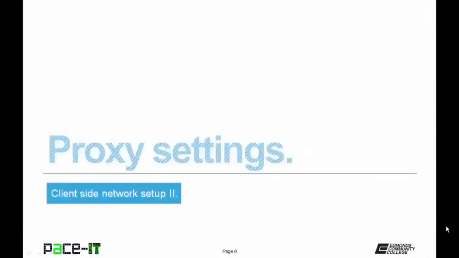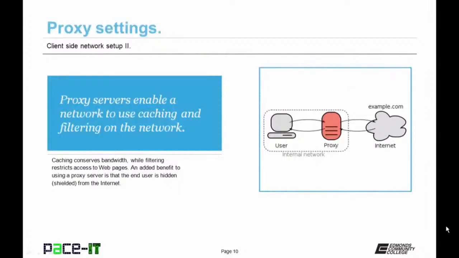Let's move on to proxy settings. Before we can discuss the proxy settings, we need to discuss proxy servers. These enable a network to use caching and filtering on the network. Well, caching conserves bandwidth because it saves frequently requested web pages in its cache, and it provides filtering because it will restrict access to web pages. An added benefit to using a proxy server is that the end user is hidden, shielded from the internet. They're never seen. Only the proxy server is seen.